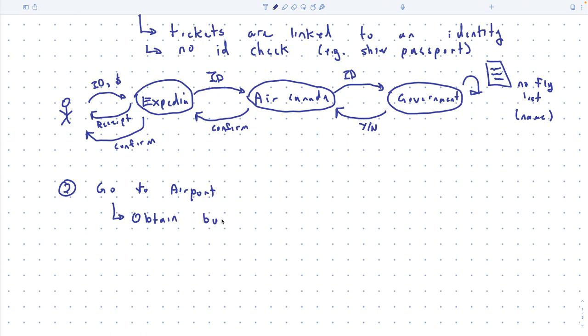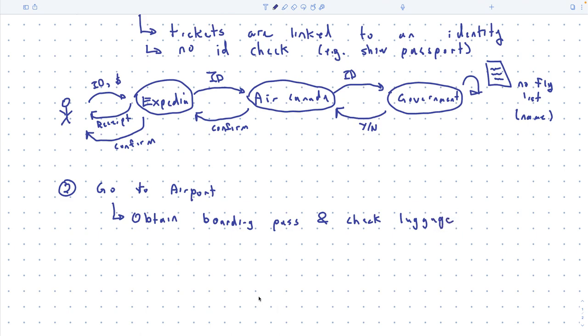So we'll obtain boarding pass and check luggage.